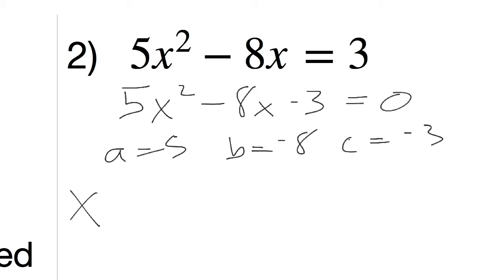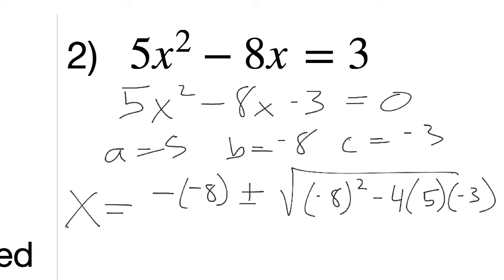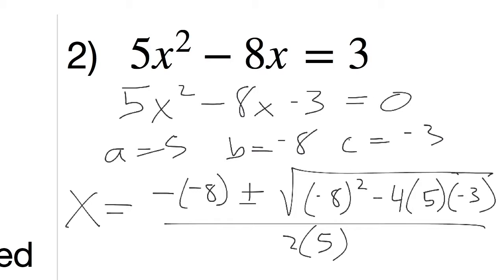So therefore, x equals negative b plus or minus the square root of b squared minus 4ac all over 2a. Great. So now you can see the b value is negative, so it's really good to make sure you have it inside parentheses, and therefore you can avoid the sign mistakes that often happen.